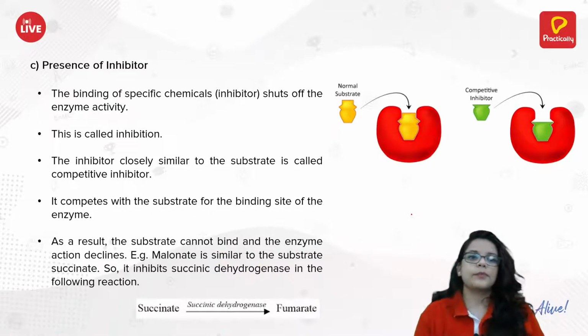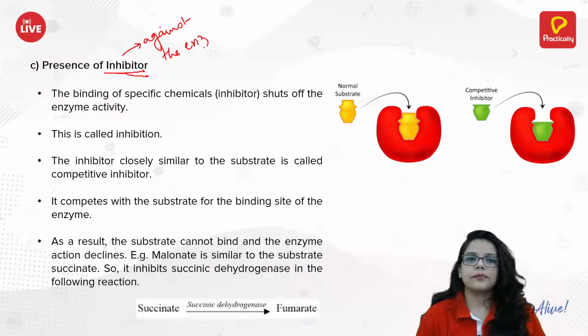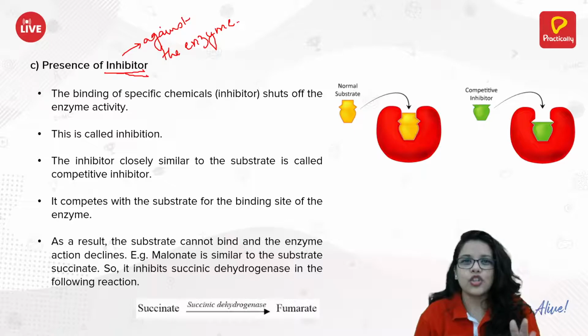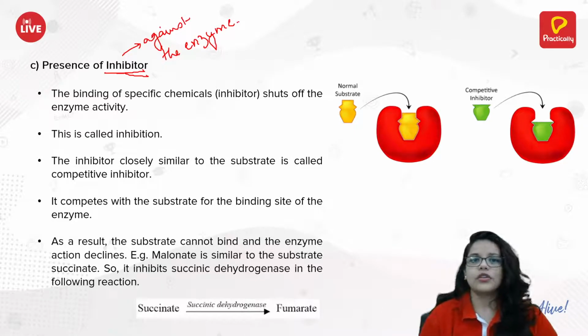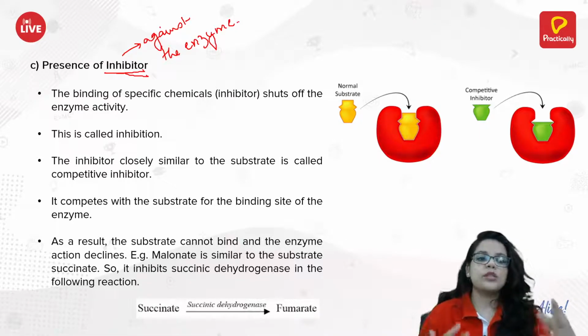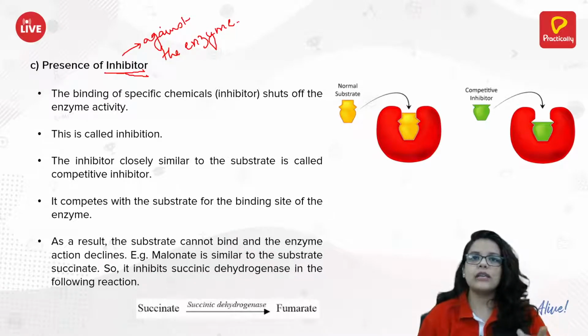Okay, next, inhibitor. This is something which actually works against the enzyme. Inhibitor itself is something like stopping. Inhibition means stopping the reaction. So this one works against the enzymes. There are particular substances which make the enzyme stop. They have to stop the reaction of the enzyme. That is where the inhibitors come into play.